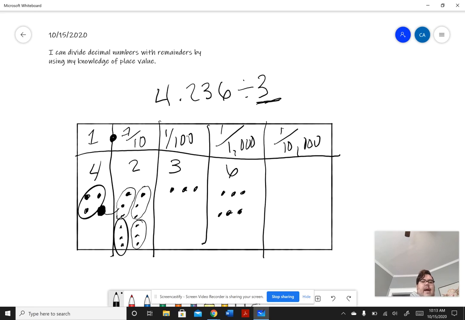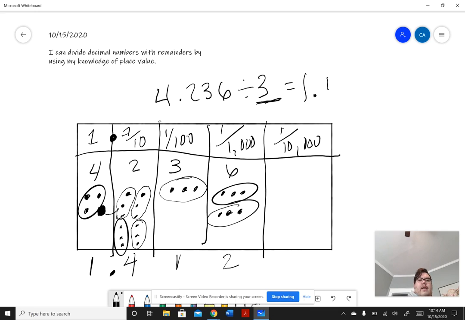Great. So here we have 1, and here we have 4. Let's keep going with our number. There's a group of 3, and then here we have 2 groups of 3. So if we took 4 and 236 thousandths and divided it by 3, we would end up with 1 and 412 thousandths.